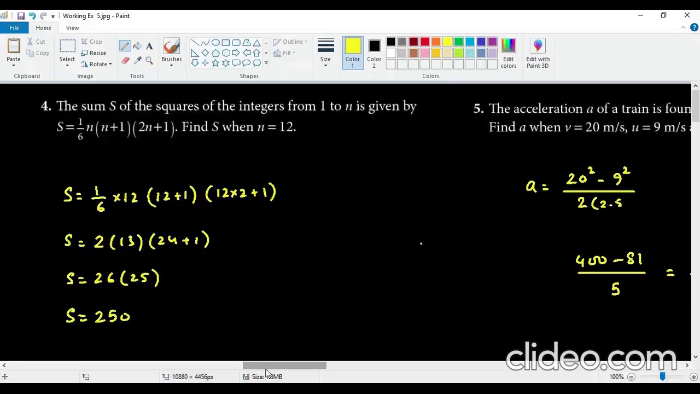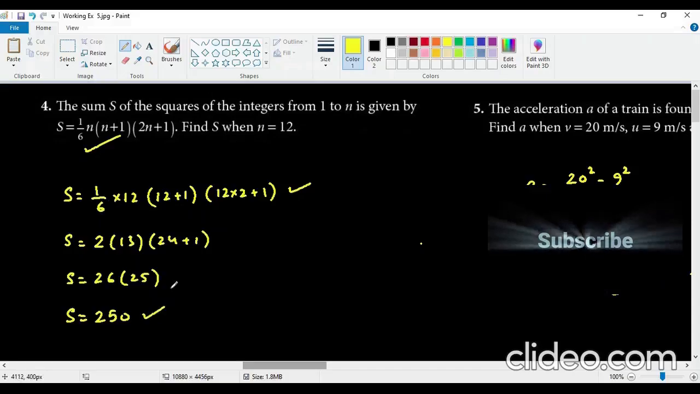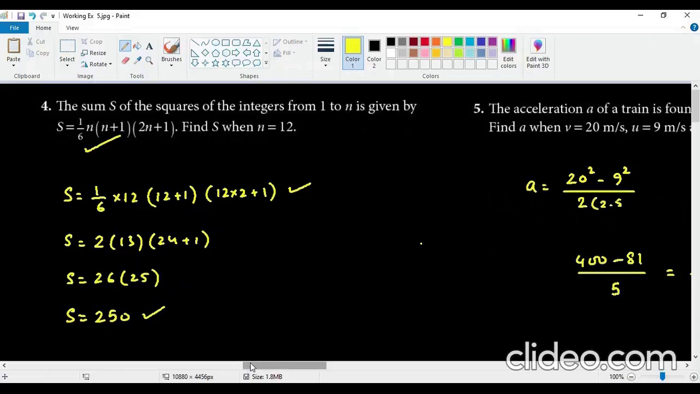So the value of n in here is 12. In different questions in the examination, the value of n can be different. It could be 15, it could be 17, but in this case, the value of n is 12. I have substituted the values over here like this in the same given formula, which is over here. So after putting all the values, I get 250 as an answer. The sum of the squares of integers from 1 to n is already given in the question. The final answer is going to be 250.